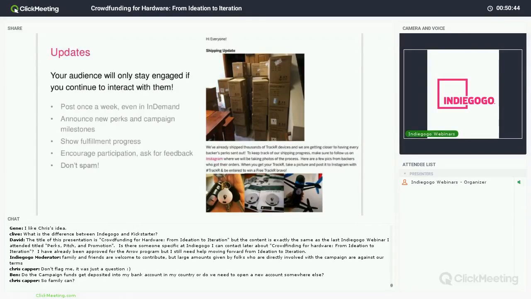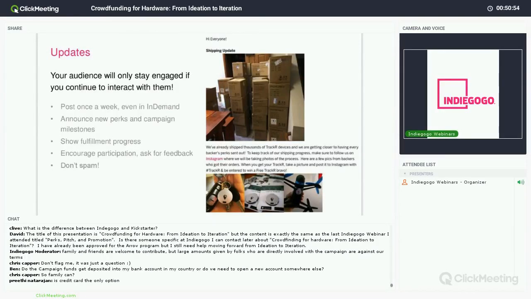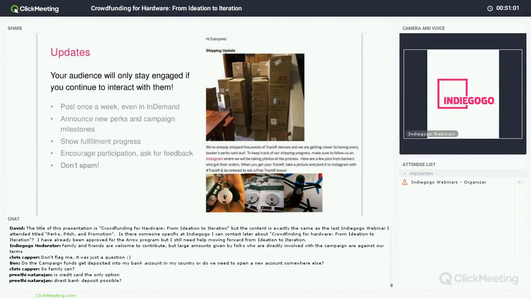You can use updates to announce new perks and campaign milestones. You can show fulfillment progress. As you can see, you can take pictures of fulfillment, show them what's going on. Encourage participation. Ask people to give feedback on whether they are happy with the perks you're offering. Do they want to see something new? Be sure not to spam them. You don't want to overdo it.